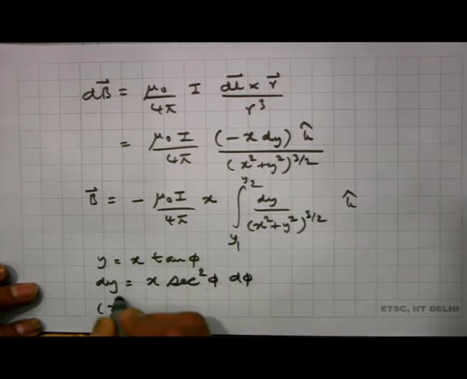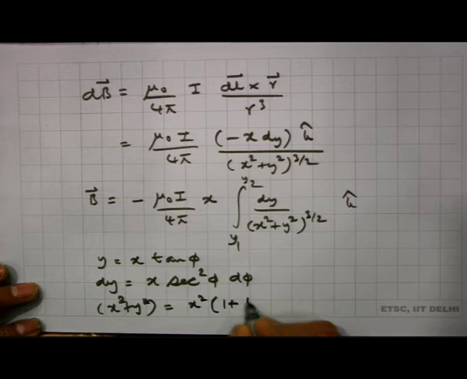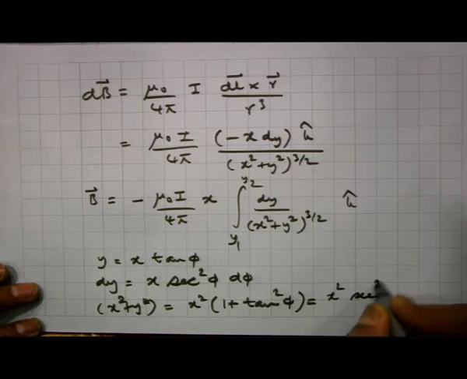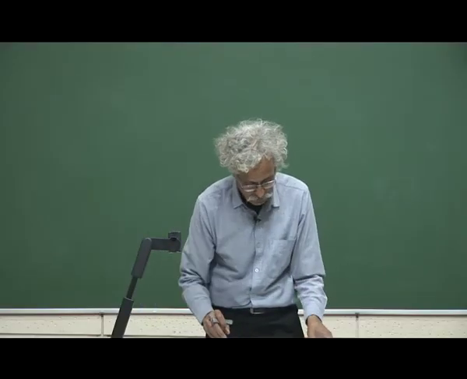x square plus y square is equal to x square into 1 plus tan square phi, which is equal to x square secant square phi. So, I can substitute all this into this equation and find an expression for the current.